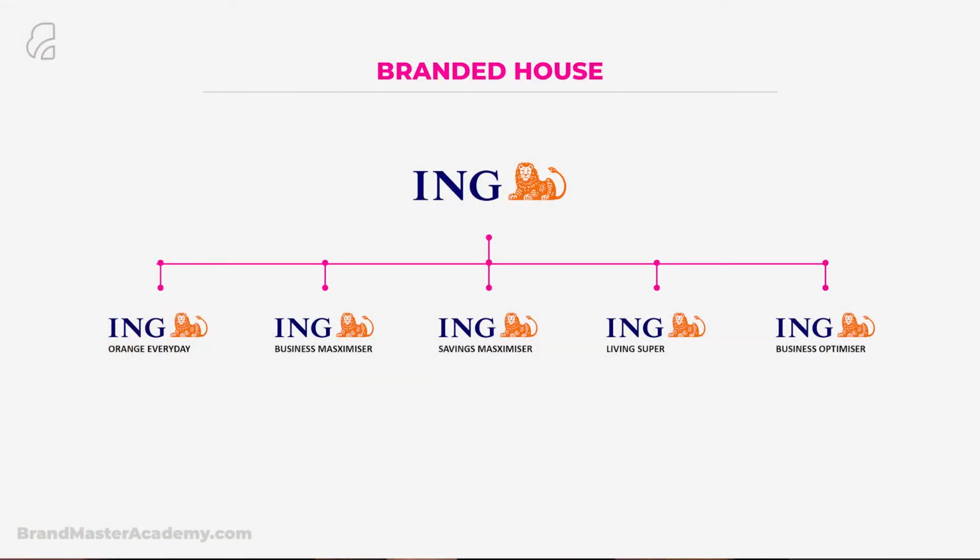A lot of different branded house examples have individual logos for the services, but when it comes to the ING example, they've just branded their products and services by name. So it's a great example of how you can use the branded house strategy without really going too deep into the visual identity and really separating out those into individual brands with individual websites. Simply by naming your products or services individually, you can leverage the branded house strategy.